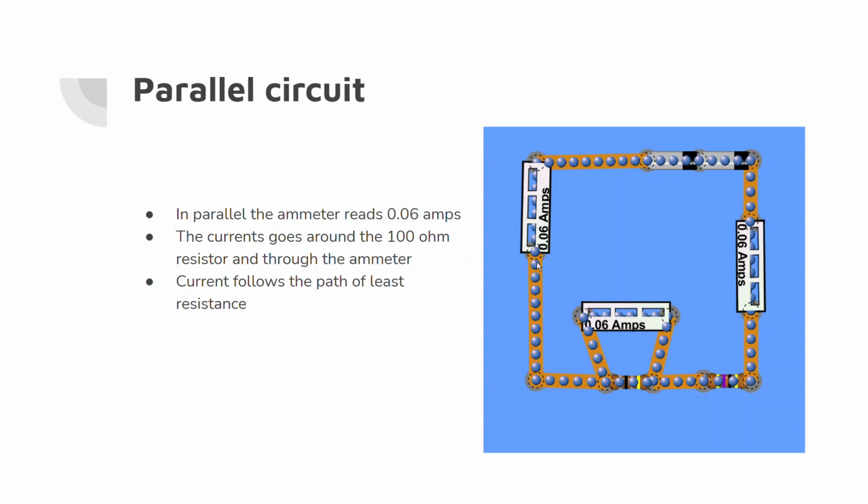Now this parallel circuit, the current will go through the ammeter instead of the resistor because it wants to take the path of least resistance. And because of this, the ammeter will read 0.6 amps, because in this new circuit, the only resistor it goes through is the 47 ohm resistor.